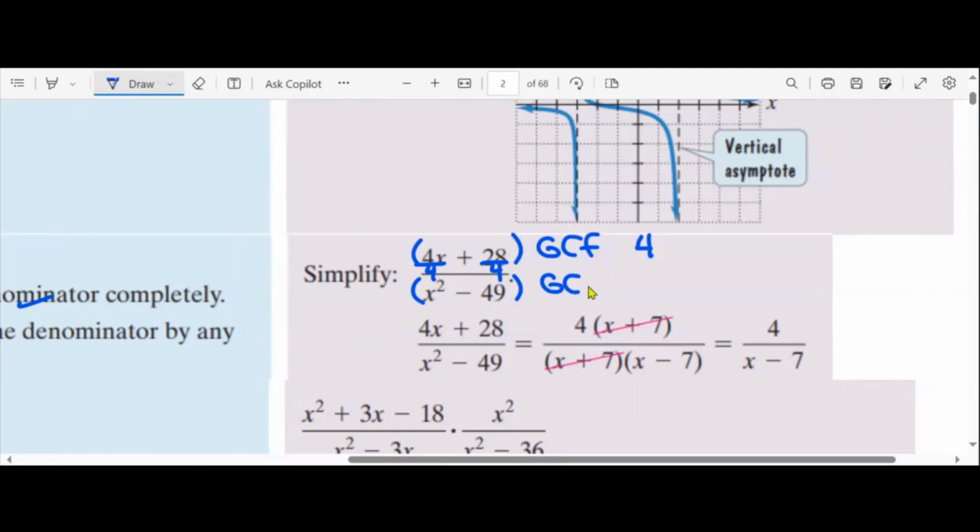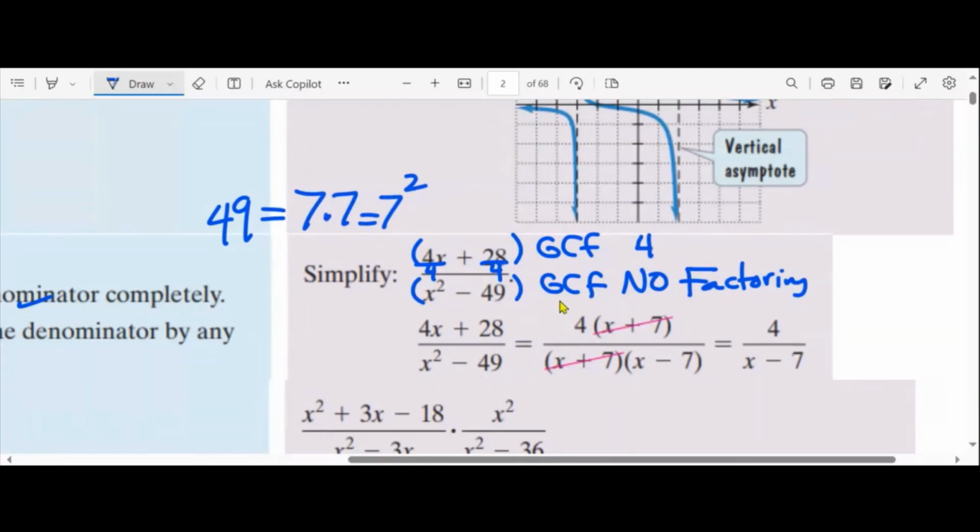Now, what about the bottom? Do we have a greatest common factor? The answer is no. So we have to do what? Factoring, right? So it's going to be what? x plus 7, x minus 7. You're going to say, what is 49? 49 is what? 7 times 7, which is 7 squared, right? So that's why we get this.